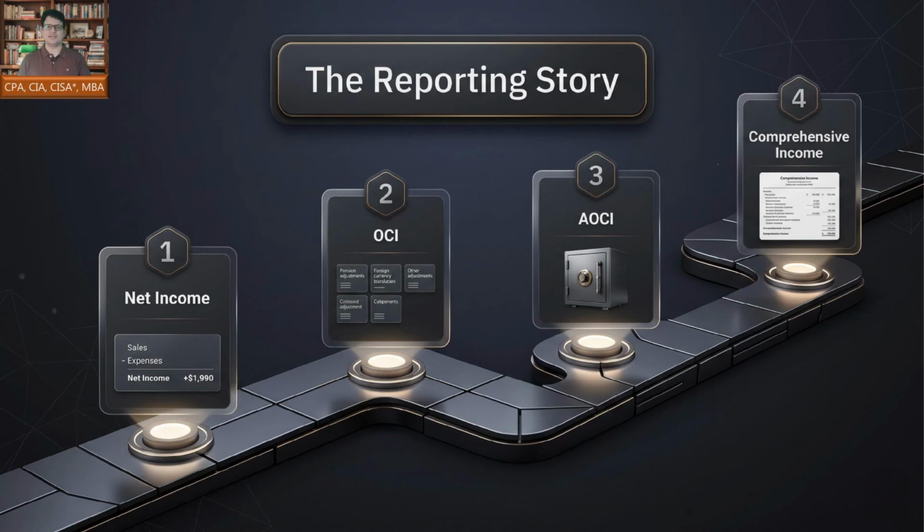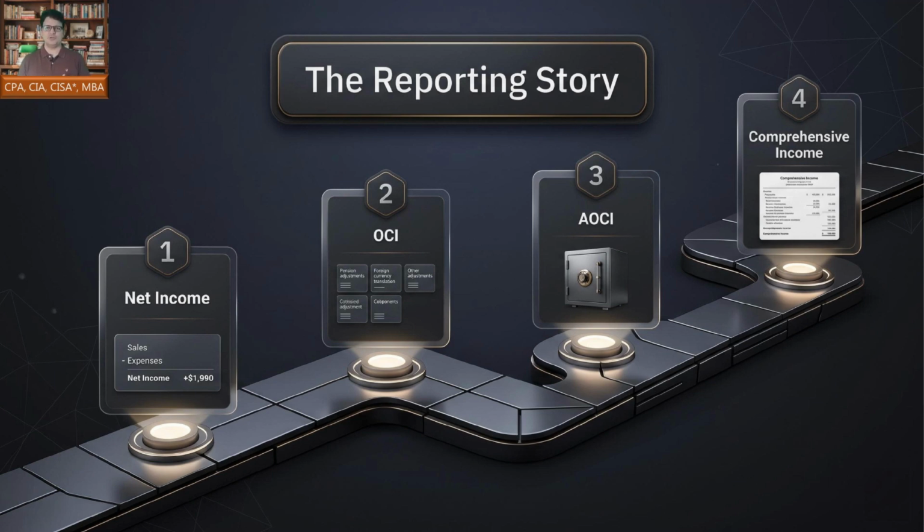In this fourth ASC 220 lesson, we are going to turn the rules into one complete reporting story. This is not a question video, this is a guided practical illustration where we move from operating performance to net income, then from OCI to AOCI, and finally to total comprehensive income. Think of this as the episode where the accounting characters finally meet each other in one scene. By the end, you should be able to explain the full flow clearly.